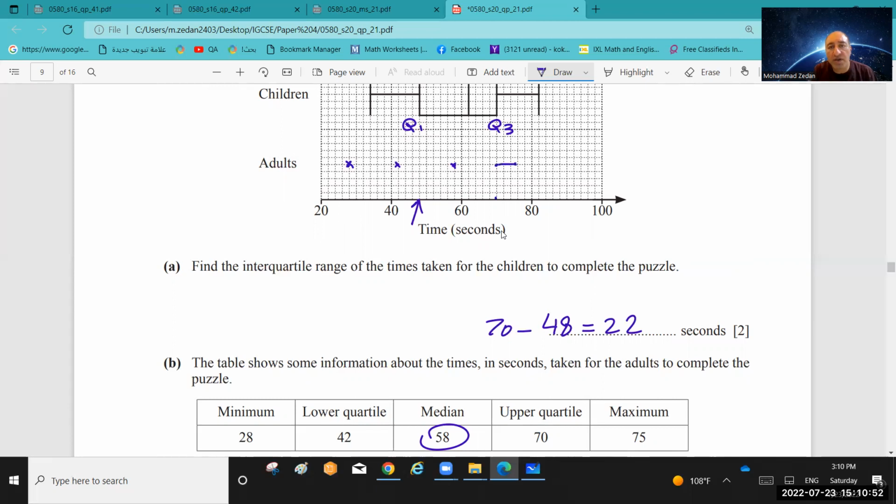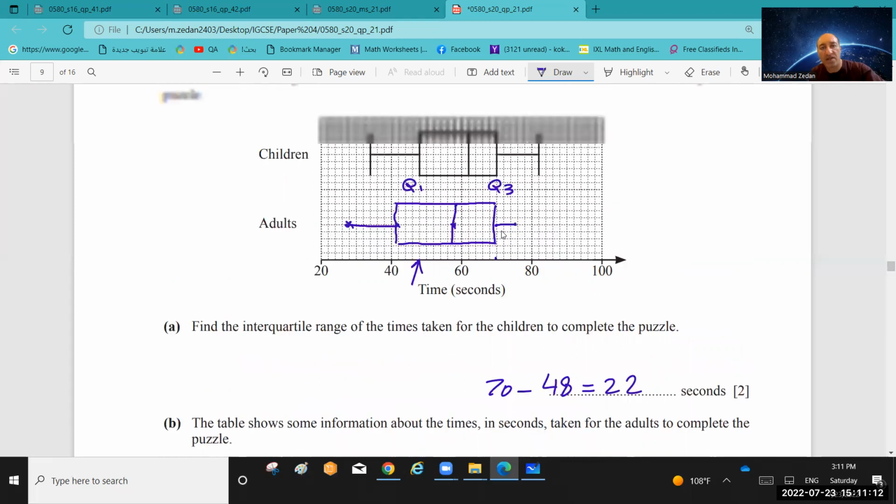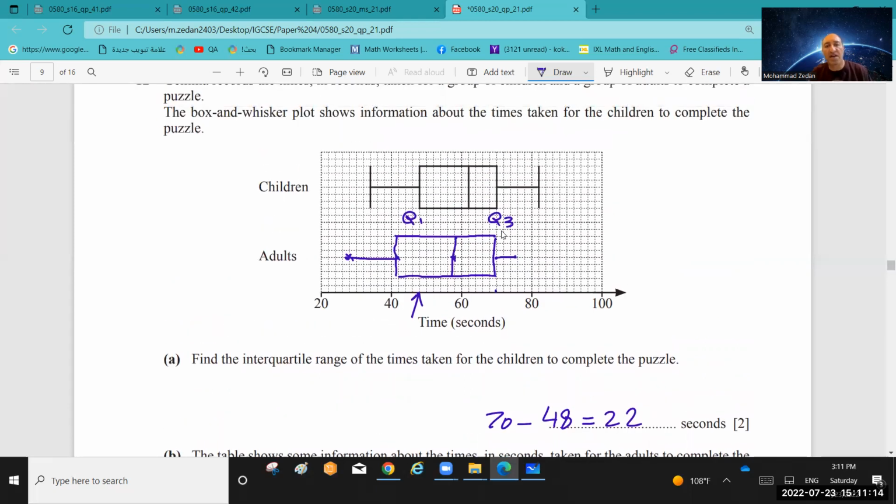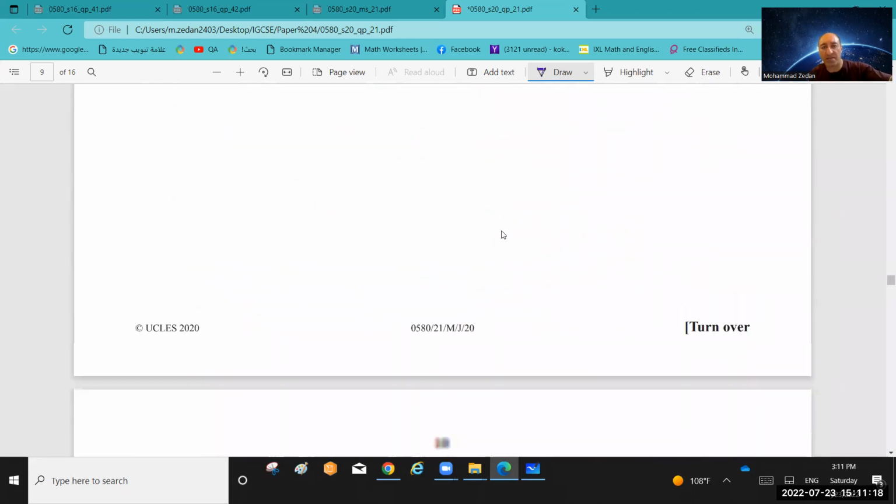You just join here, match this line, and draw the box in the middle. You just draw a box like this. I'm sorry, I'm drawing by free hand. You can use a ruler to make a nice shape. Okay, this is a box and whisker plot. It seems that the adults take less time than children to solve the puzzle. Yes, experience plays a role here.